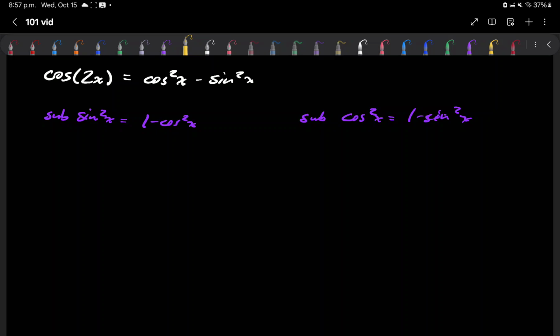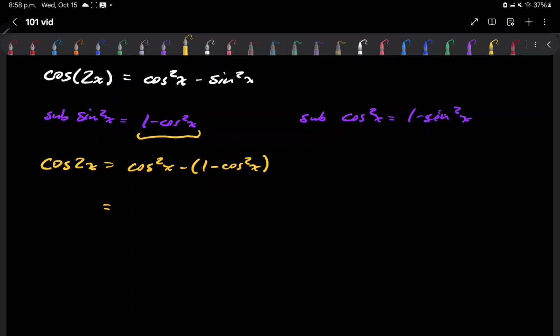If we know our cos double angle identity and our Pythagorean identity, in which we've isolated for each of sine squared and cos squared, we can go ahead and sub in 1 minus cos squared for every time we see sine squared in our cos double angle identity. So that gives us cos squared, which stays the same, and we're going to sub in 1 minus cos squared x.